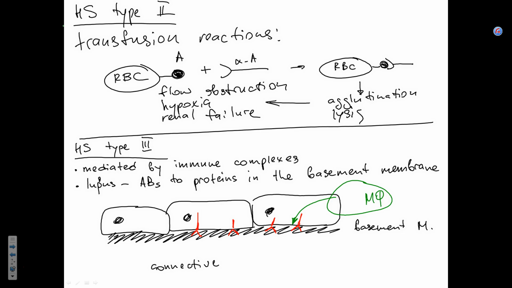Antibodies mark your basement membrane as something that should be destroyed, and macrophages and T cells will destroy it. Does that make sense? So pretty much you're screwed. What are going to be symptoms of lupus?